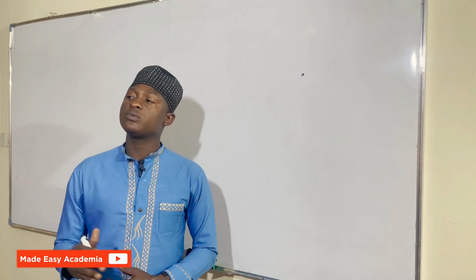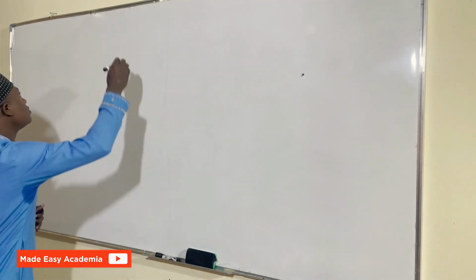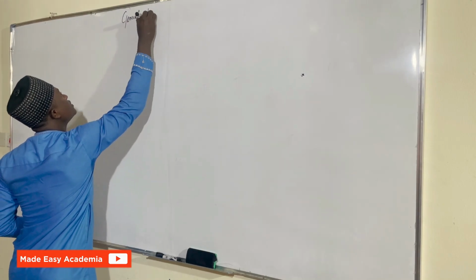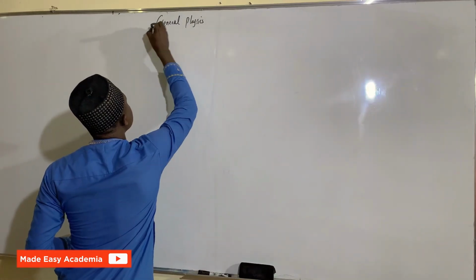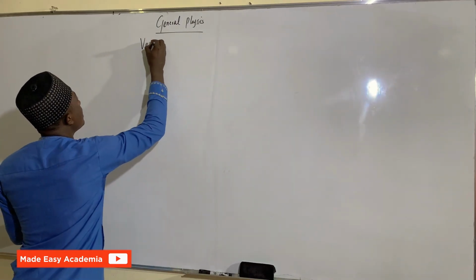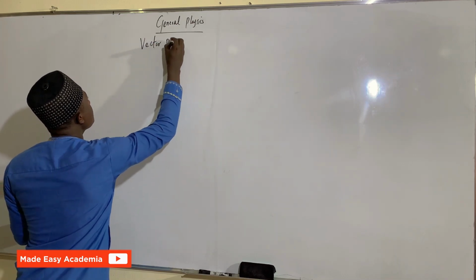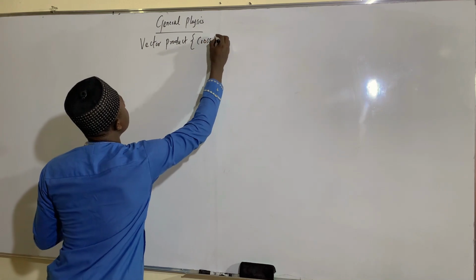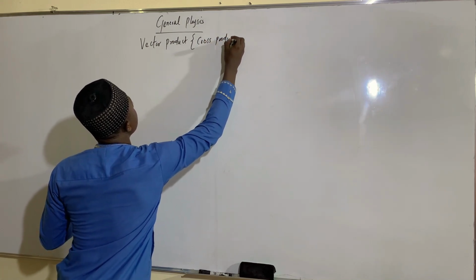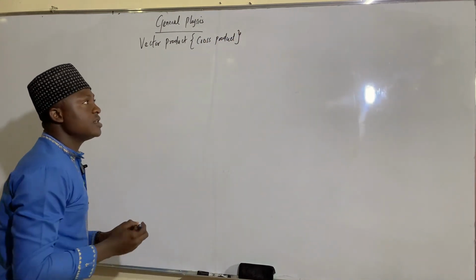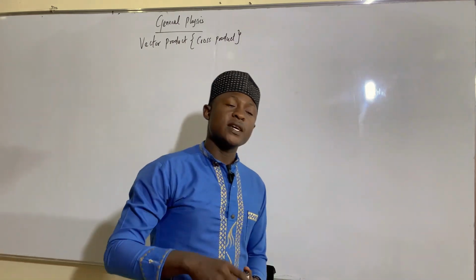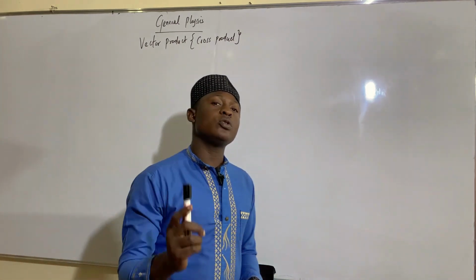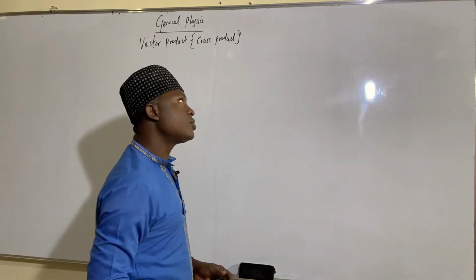Now the next thing we are going to talk about is the vector product. The vector product is also known as the cross product. I told you that a scalar product is what we call a dot product. At the same time, a vector product is what we call a cross product.